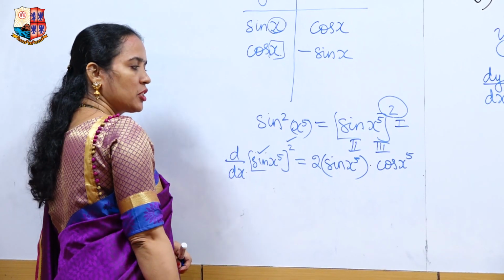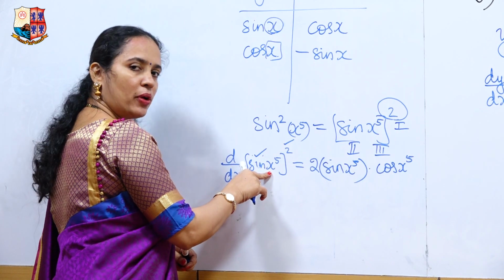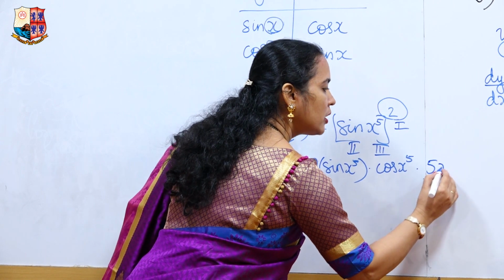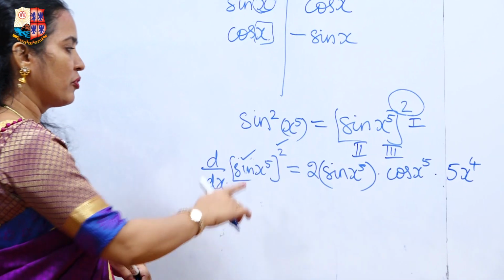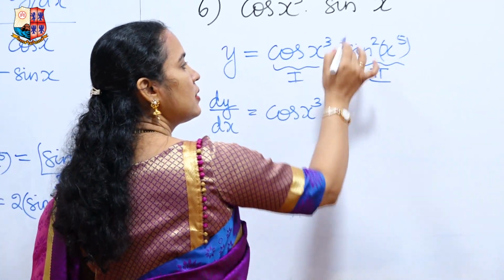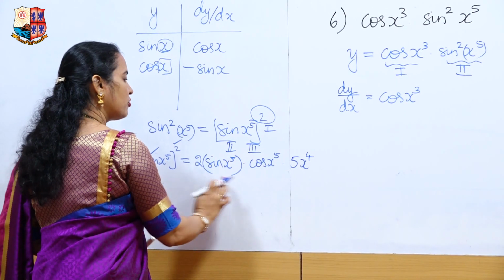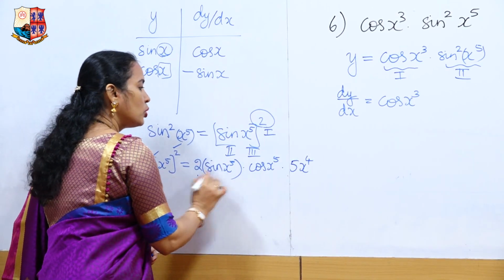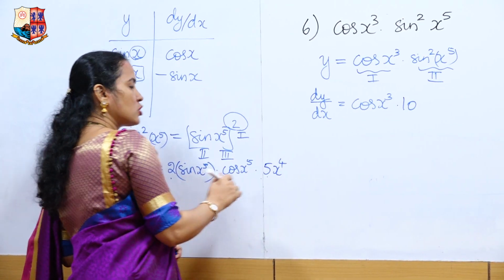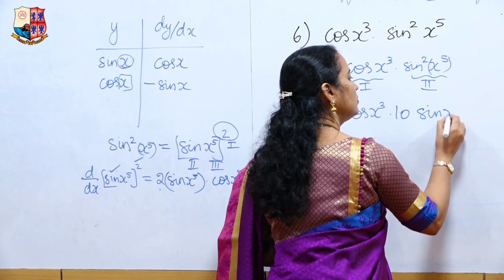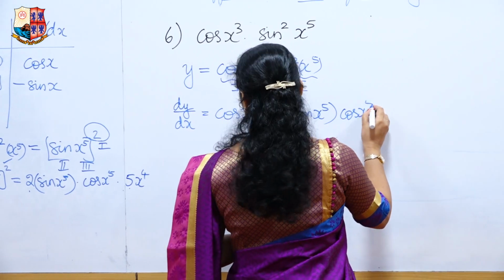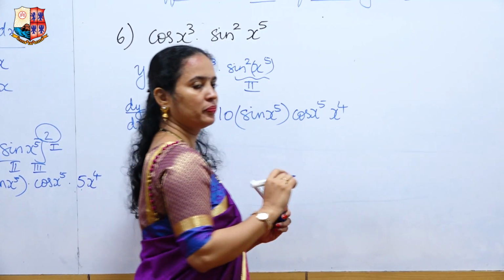So done with the sine function. Differentiate x to the power 5, you get again x to the power n rule. Bring the power down, reduce 1 from the power. So 5 x to the power 4. So write the same over here. You are differentiating the second function. So the derivative of the second function is nothing but this function. 2 into 5 is 10. So into 10 sin x to the power 5 into cos x to the power 5 into x to the power 4.